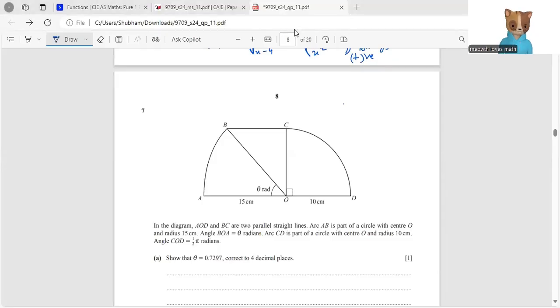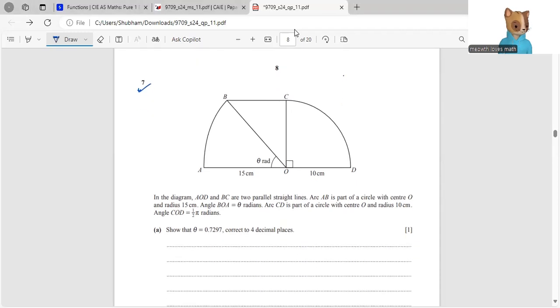All right, now moving on to the seventh question. Let's see what it says. It says in the diagram AOD and BC are two parallel lines. So AOD is parallel to BC, that is given to us. And then it says arc AB is a part of a circle with center O, right? So if O is the center and AB is an arc, then OB will also be 15 centimeters because it is the radius. So this will also be 15 centimeters.